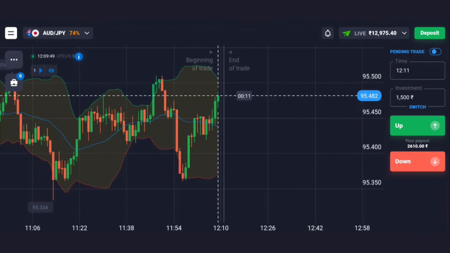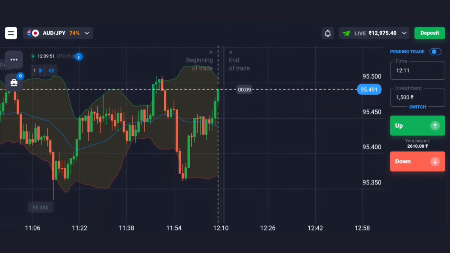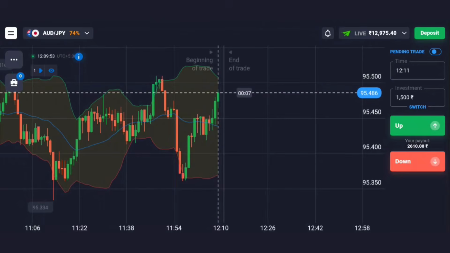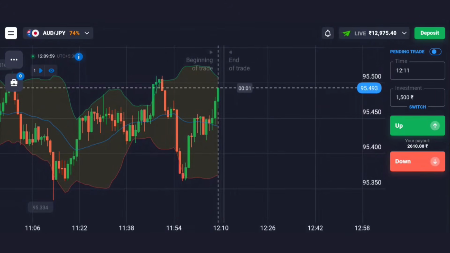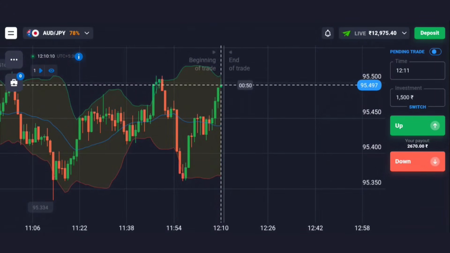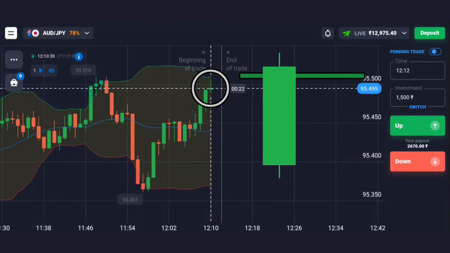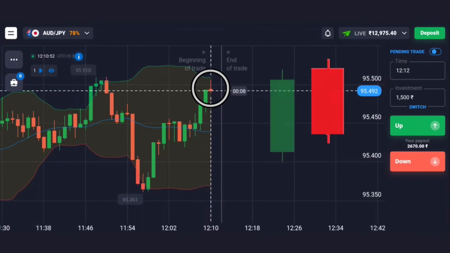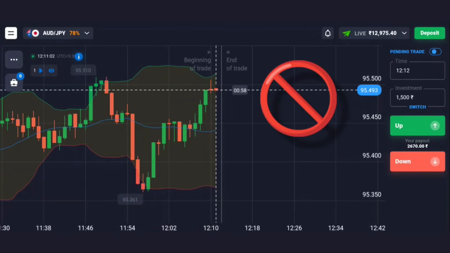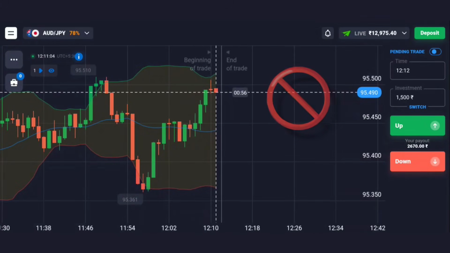In this chart there is a good movement, but we should wait for the candles to touch the top line. If the current candle touches the top line, we can place next 1 minute down. Red doji formed, so we should avoid this trade.